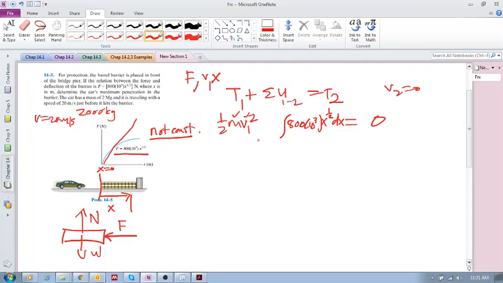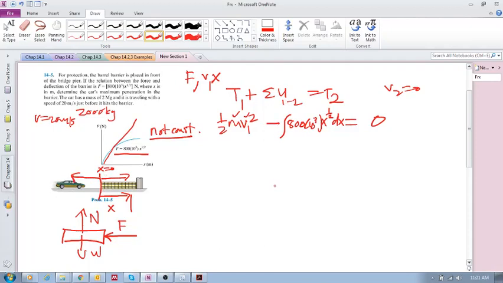Now the second point: is this going to be positive work due to the spring force, or is it negative work? How do you find that out? Well, the direction of motion is there, and the spring force is opposing. So it's going to give us negative work.